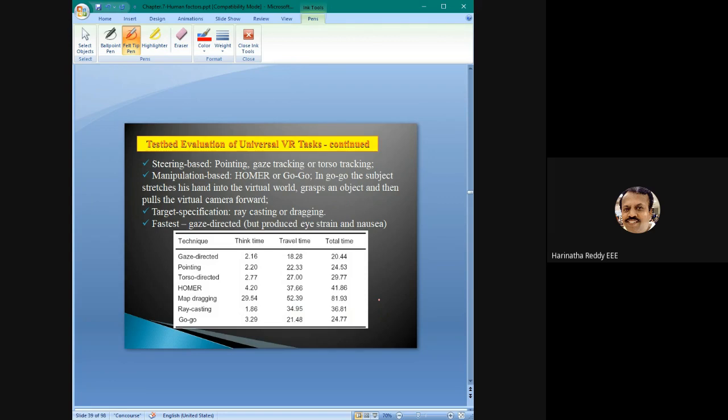Manipulation based includes HOMER, that is the go-go concept, where the subject stretches its hand into the virtual world, grasps an object, and then pulls the virtual camera forward. And then the hand is stretched towards the object. Is it clear? When the object is held by the hand, then the person moves towards that particular object.